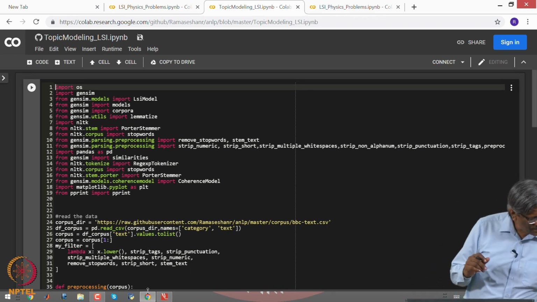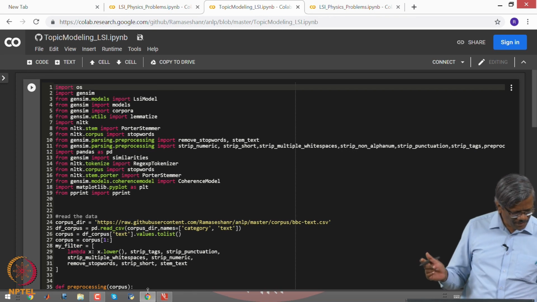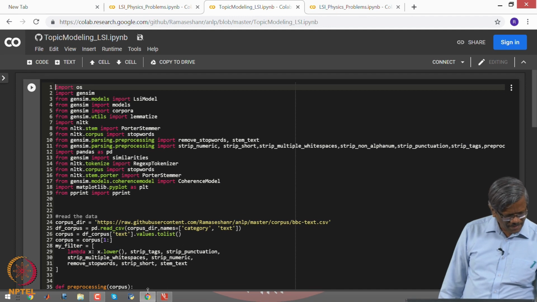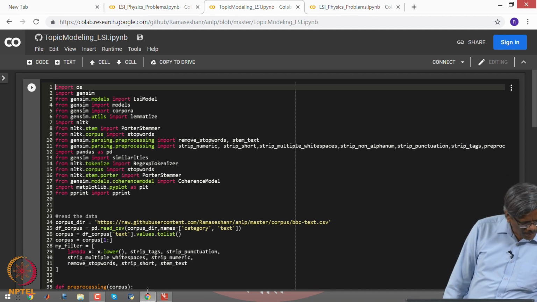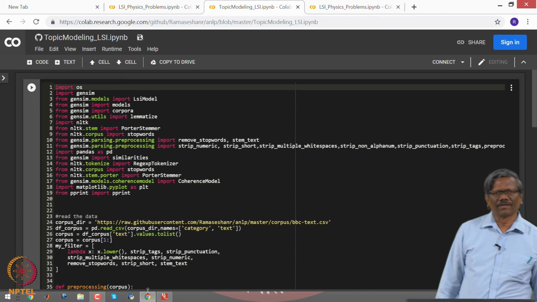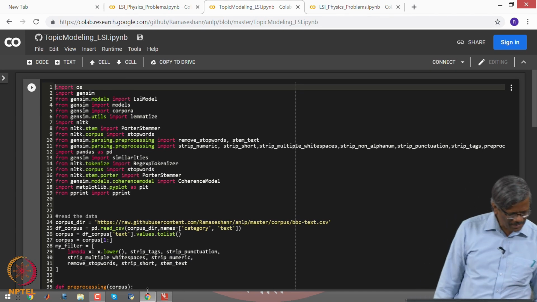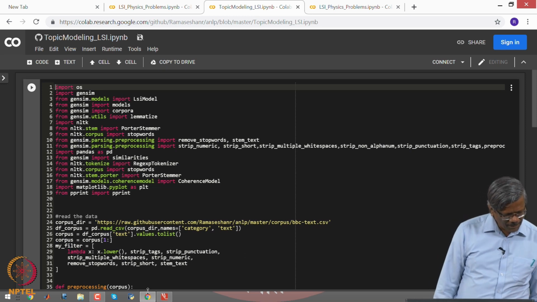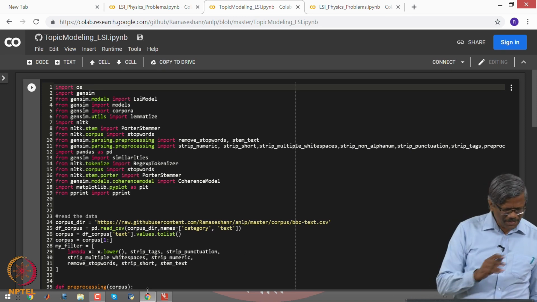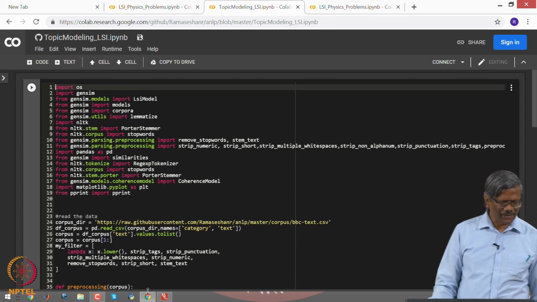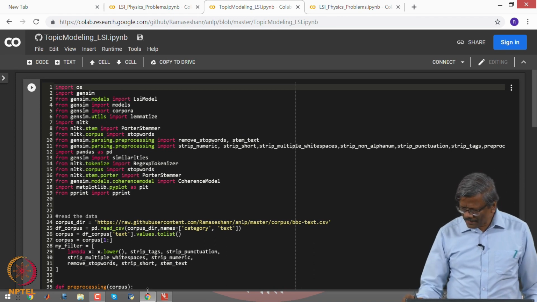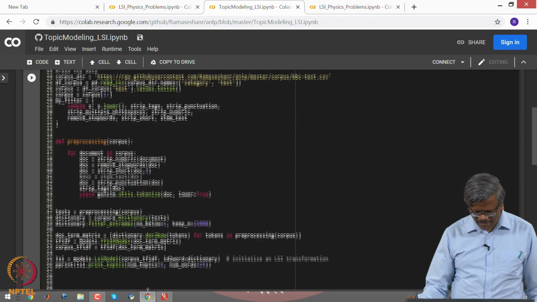This corpus contains about 5 different topics. It contains topics related to business, entertainment, politics, sports, and technology. Okay, there are about 5 topics, and the total document count is about 2225. And this corpus contains about 27,750 unique tokens. Okay.